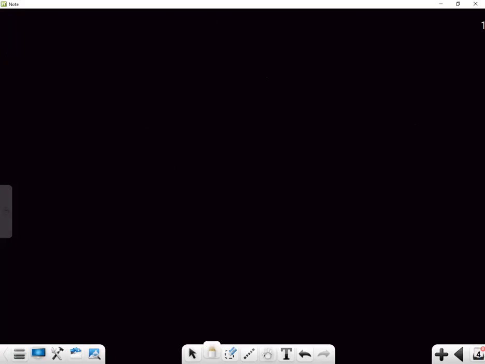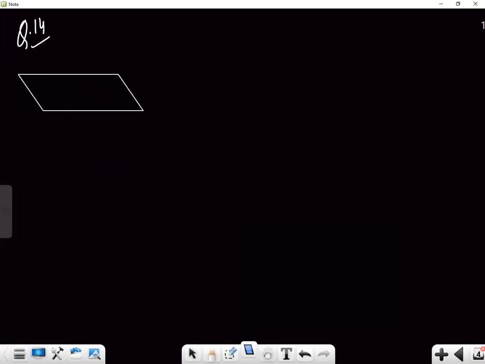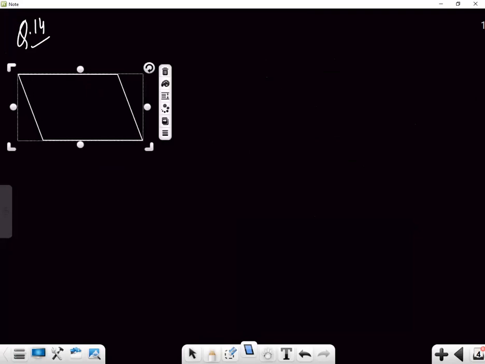Yes. Question number 14. So question number 14 is that the length of one side of a parallelogram is twice the length of the other side. Okay, and its perimeter is 24 centimeter. Find the length of all sides of the parallelogram. So first of all, draw a parallelogram. Okay, draw a parallelogram here.